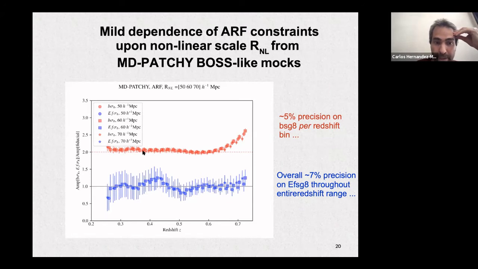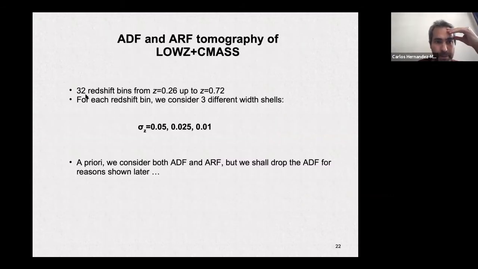And here in red, I'm showing the recovered value for the bias, and it's close to 2. It has tiny error bars, as you can see. So we have about 5% precision on b sigma 8 per redshift bin, and an overall 7% precision on f sigma 8 through the entire redshift range. Anyway, we picked 32 redshift bins from redshift 0.26 to 0.72, which is pretty much the redshift range probed by the LOWZ and CMASS galaxy samples. And we consider in each of these central redshifts three Gaussian shells of varying width. We were computing ADF and ARF for every central redshift and for every width.